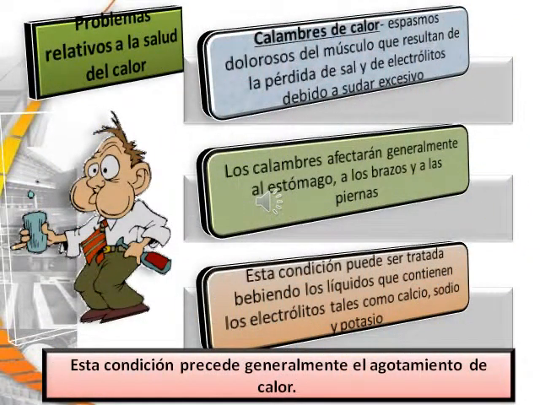Heat cramps are painful muscle spasms that result from the loss of salt and electrolytes due to excessive sweating. The cramps will usually affect the stomach, the arms, and the legs. This condition can be treated by drinking fluids which contain electrolytes such as calcium, sodium, and potassium. It is a condition which usually precedes heat exhaustion.